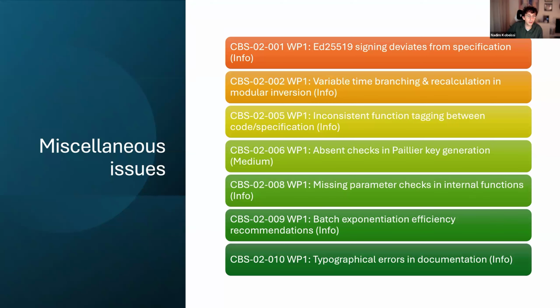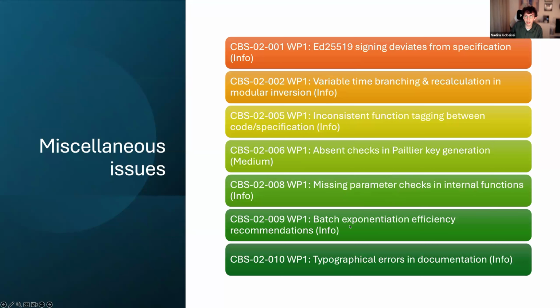Aside from it, we also found a bunch of miscellaneous issues. So there was a minor spec difference in how they did ED25519. It deviated from the official RFC. That wasn't documented anywhere. Probably worth documenting somewhere, especially because it made it deterministic, which is a big difference. Variable time branching and recalculation and modular inversion, probably important in case they're expecting constant time behavior. Inconsistent function tagging between the code and specification, just basically typo level stuff. I'll get to the Paillier one in a minute. Missing parameter checks in internal functions, again, not a big deal.